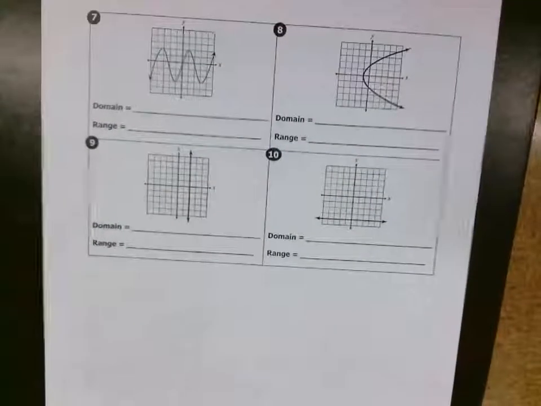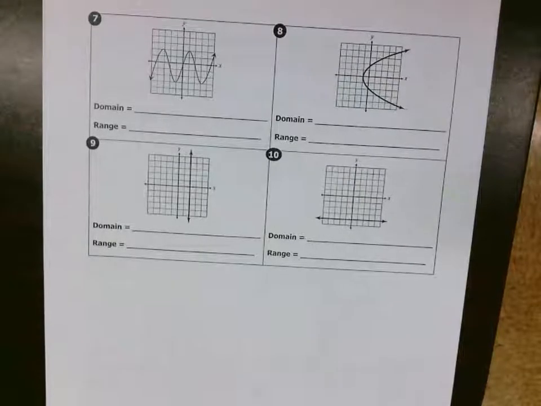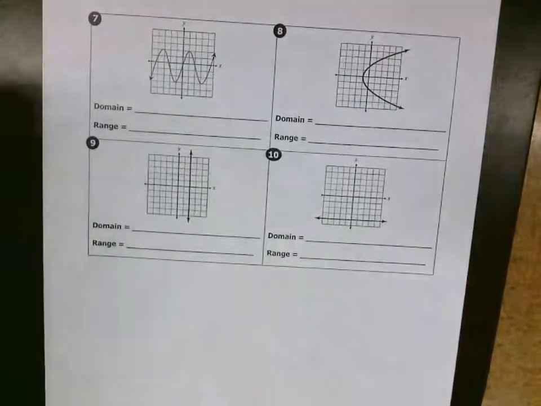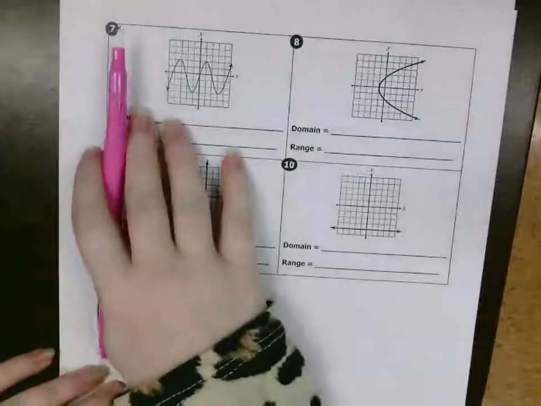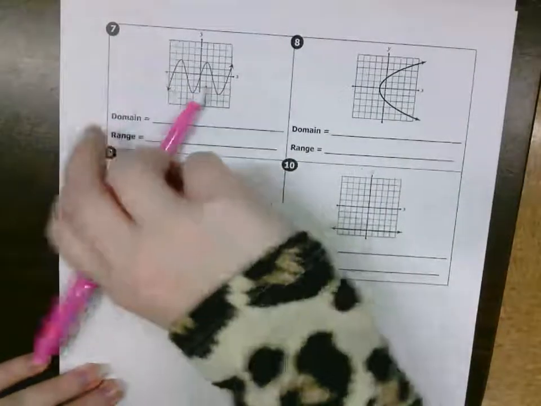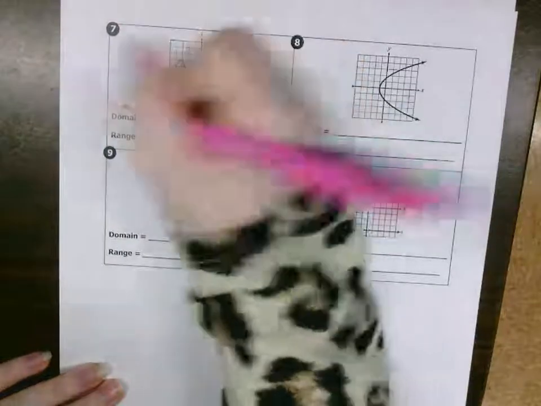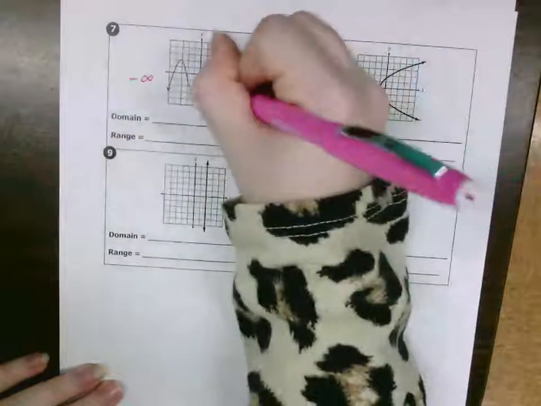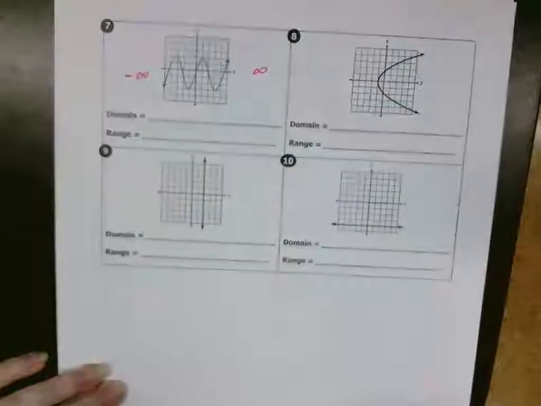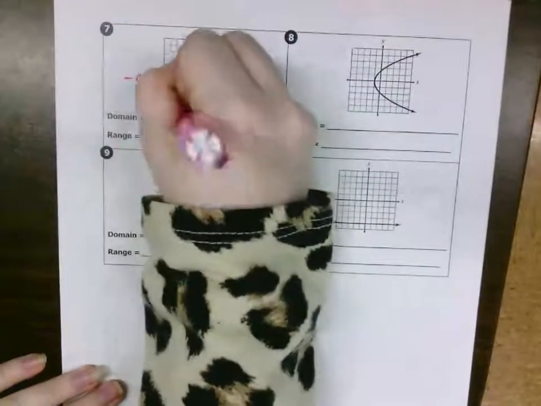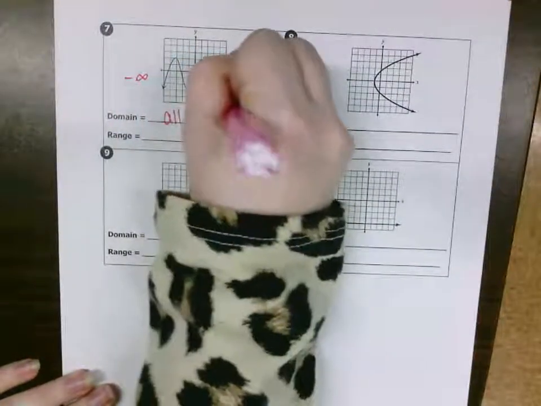So for number 7, although this is a crazy looking graph, we still follow the same rules. We start left and go to the right. So it goes on forever this direction. It'll keep going up and down whenever. There'll be -infinity all the way to infinity. So my domain is considered all real numbers.